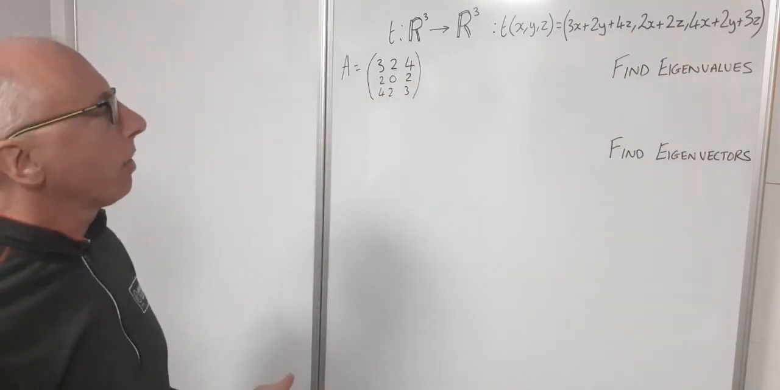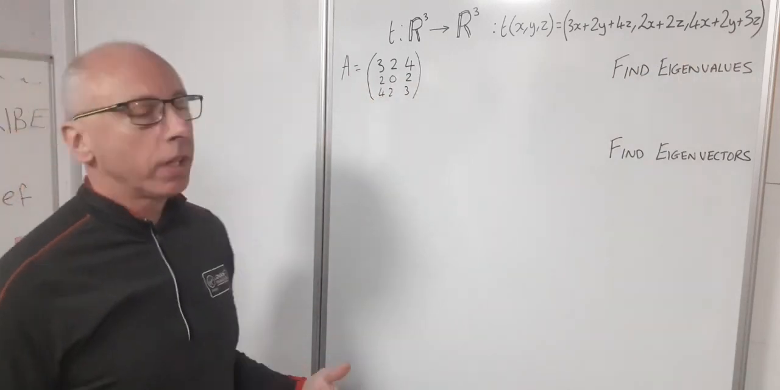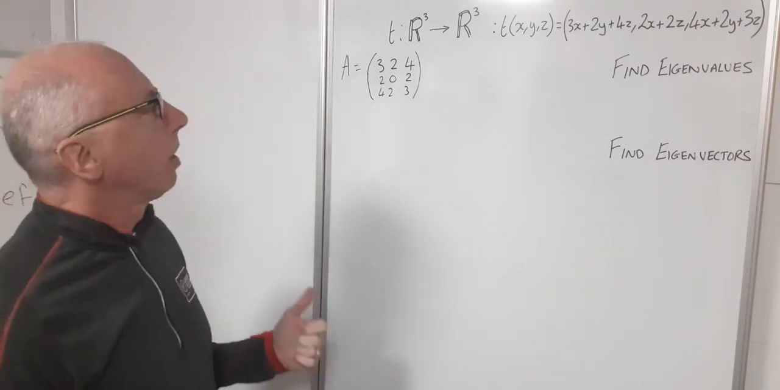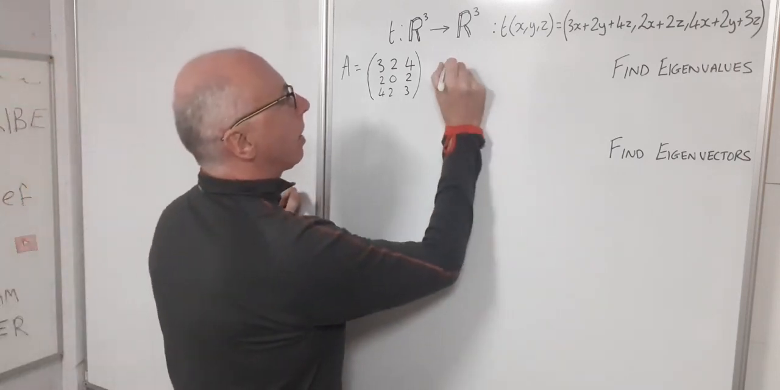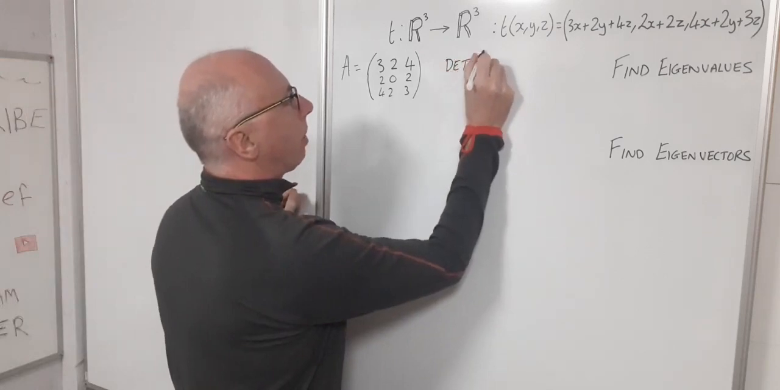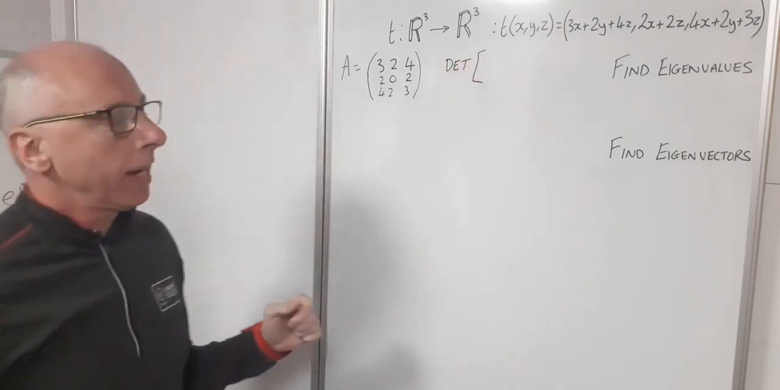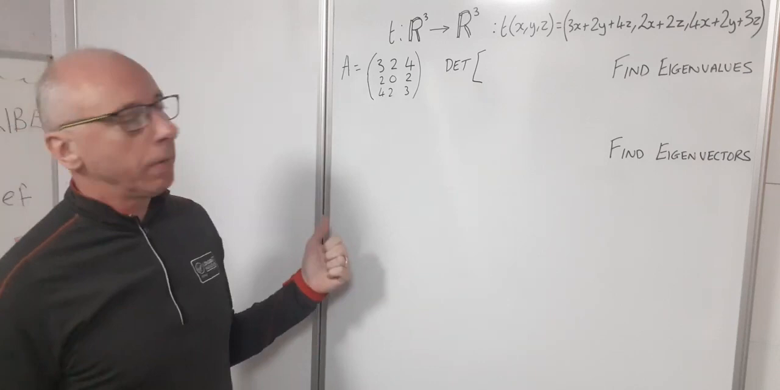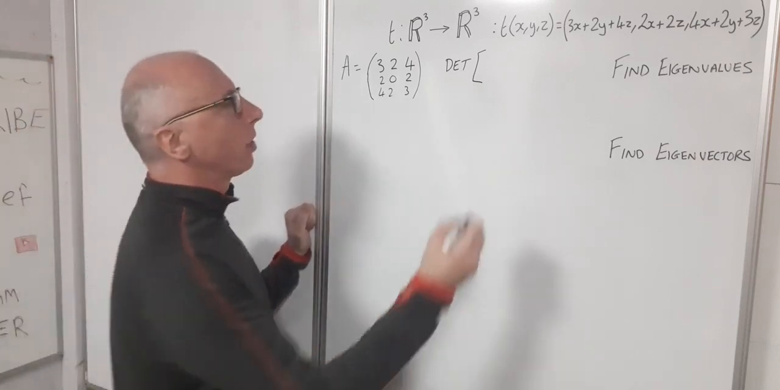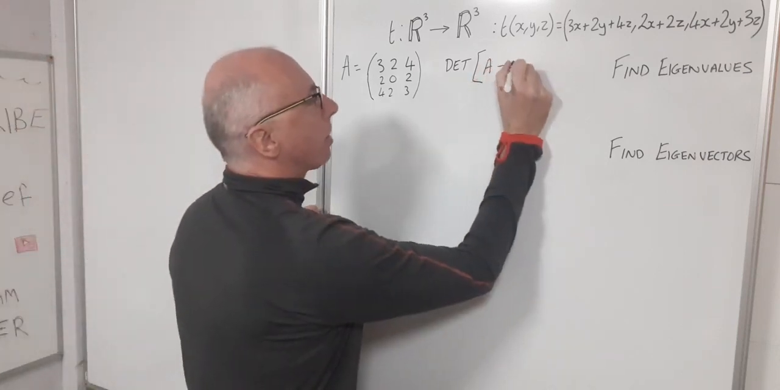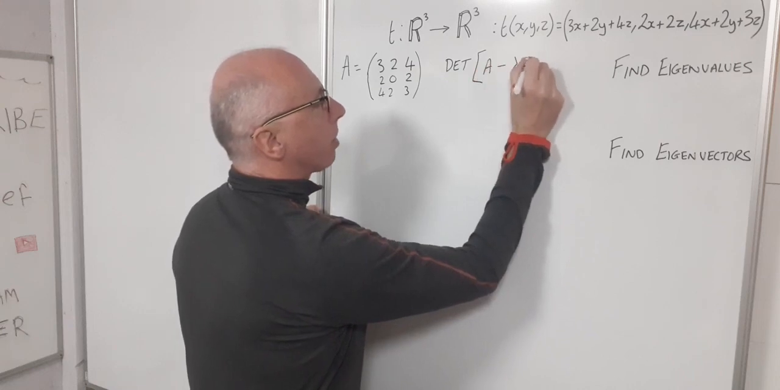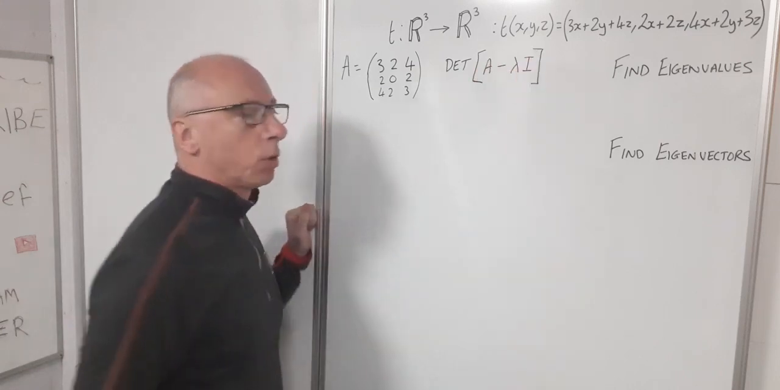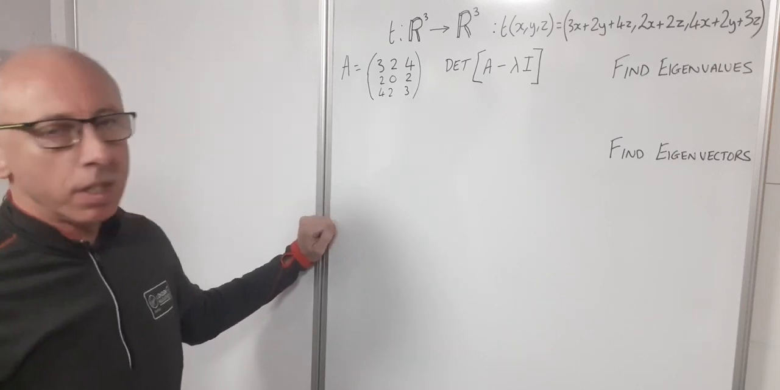Now, to find the eigenvalues, I need to use something called the characteristic equation. And what that consists of is the determinant of, now what I use here is something called the identity matrix, which I'm going to just write down for you. So it's A minus lambda, so that's some constant, and multiply that by the identity matrix.